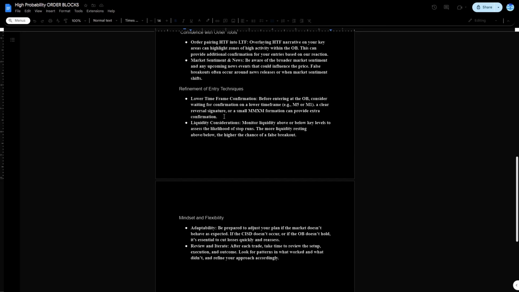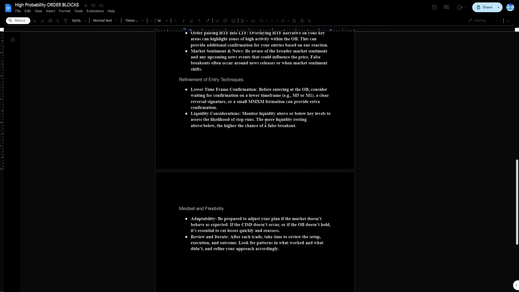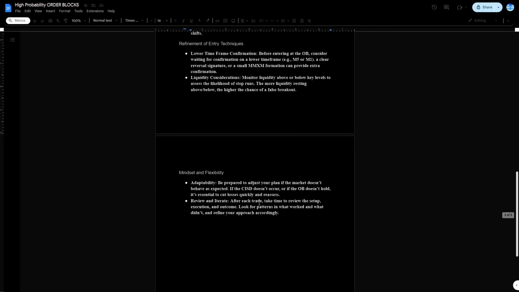Considering our liquidity considerations, you obviously want to monitor liquidity above or below key levels to assess the likelihood of stop runs. The more liquidity resting above or below, the higher the chance of a false breakout, and or just the higher chance of it being a key high or low. Always be prepared to adjust your plan if the market doesn't behave as expected. If the CISD doesn't occur or the OB doesn't hold, it's essential to understand why, where you went wrong. Make sure you have your stops in place, and reassess.